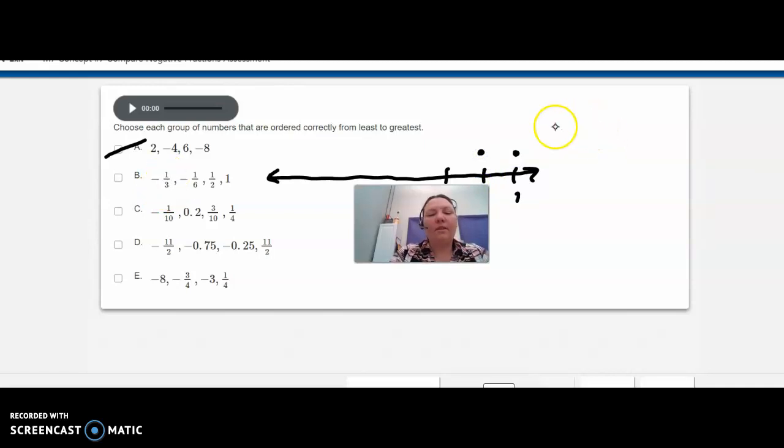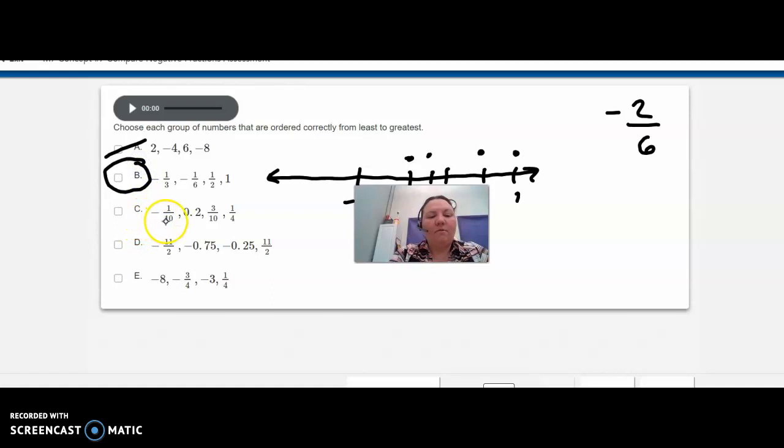-1/3 is the same as -2/6. Okay? So -1/3 is the same as -2/6, which means I have -1/6, and then I have -2/6. And so sure enough, this one is in correct order from left to right on the number line. So letter B works. Okay.